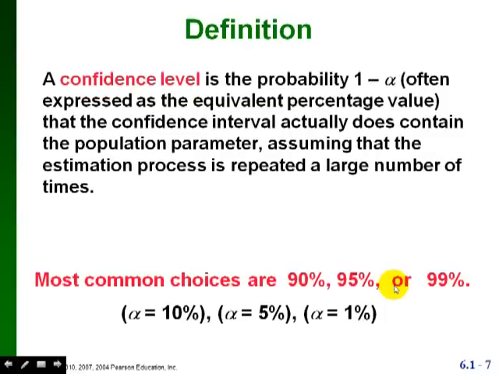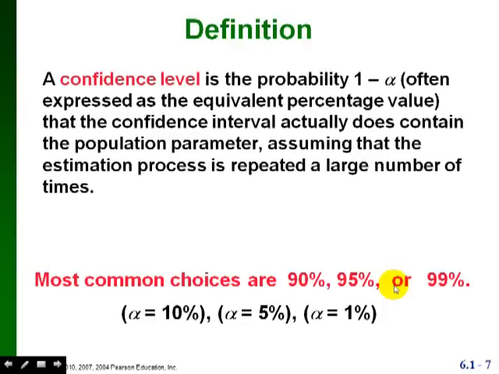When we use a confidence interval, we have something called the confidence level, and this tells us how certain we are of our numbers, how confident we are in our estimate. The most common choices for a confidence level are 90%, 95%, or 99%. So what you'll see a lot of times in the news, if they're talking about a poll that was done, they'll say 95% confidence. That's what they're talking about.